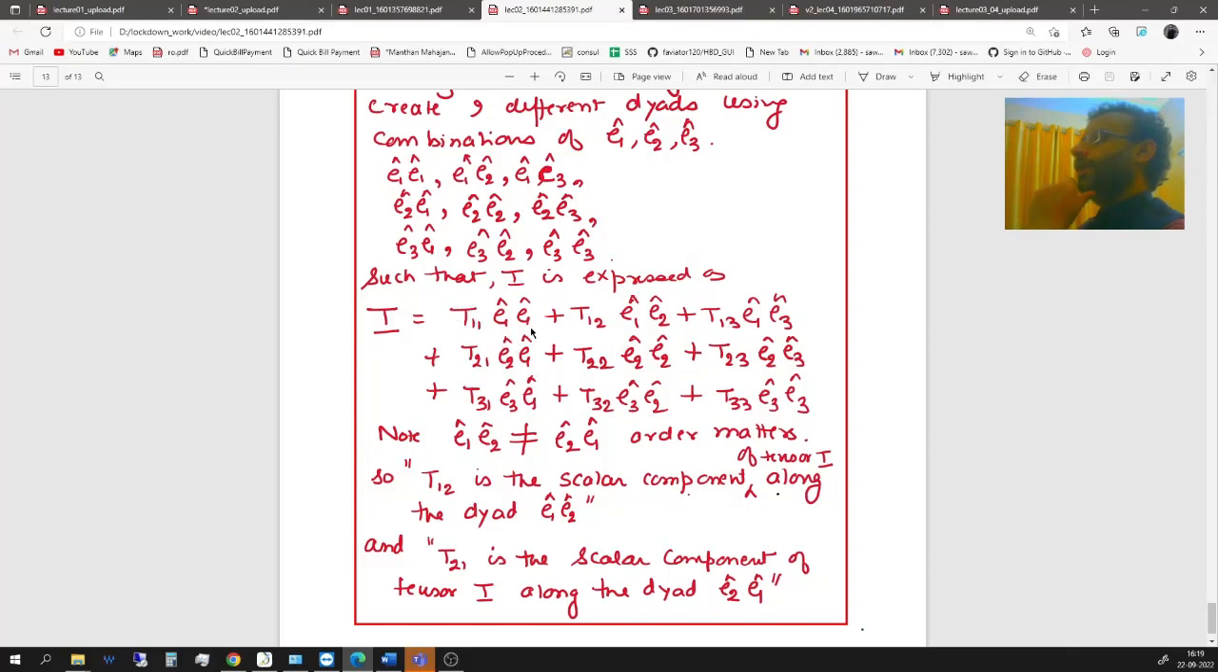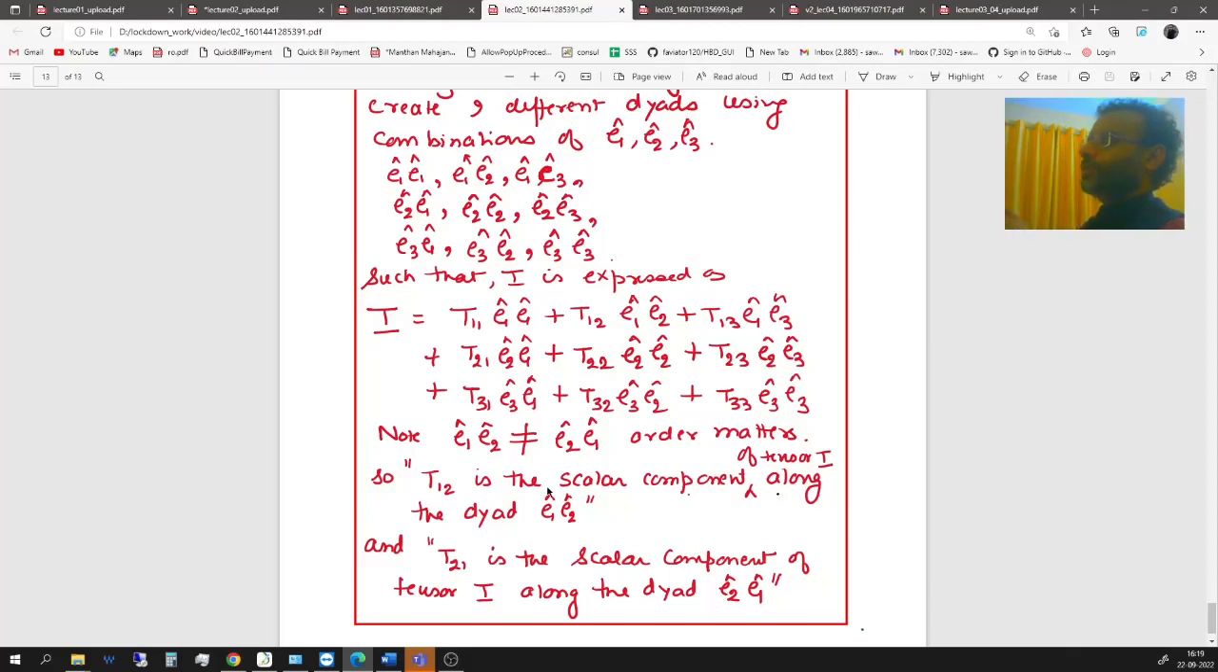So T11 E1 E1, T12 E1 E2, and all the way to T33 E3 E3. And here I have written this: E1 E2 is not the same as E2 E1. Order matters. Now T12 we can call as the scalar component of tensity along the dyad E1 E2.